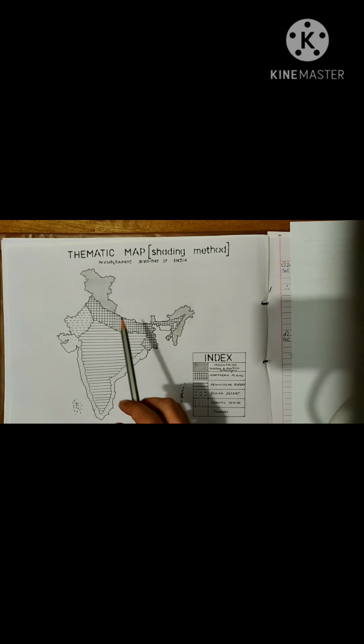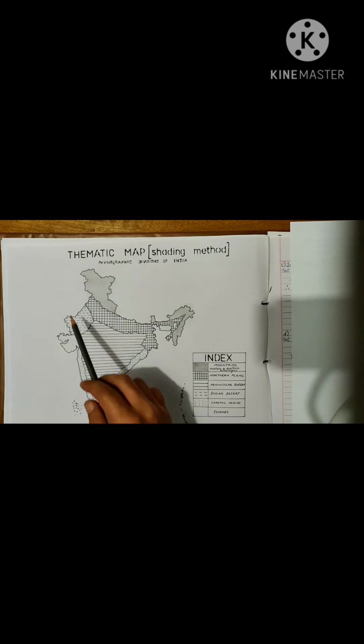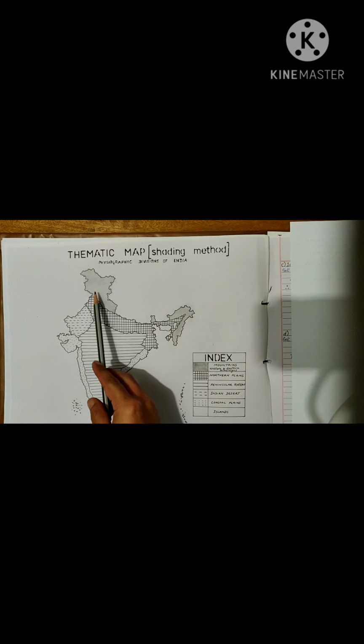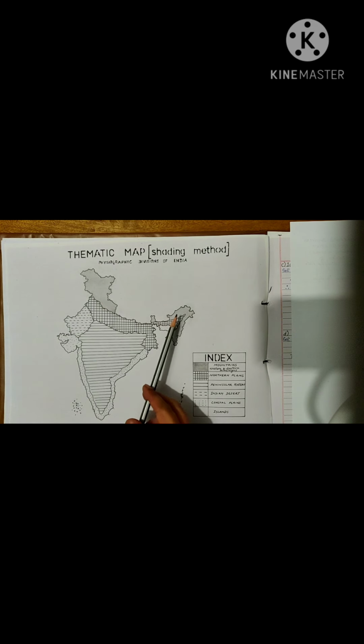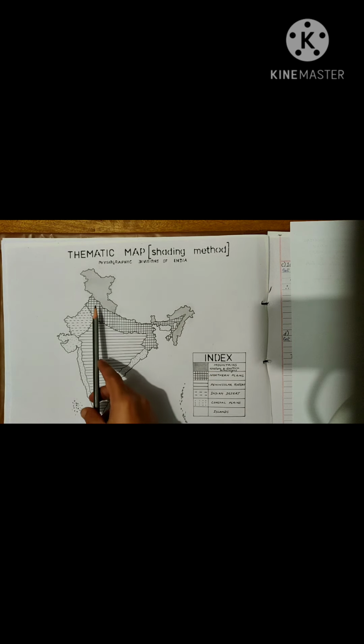This is how your thematic map will look after completion. The dark shading part will represent the Himalayas, that is the western and eastern Himalayas. This part will represent the northern plains. This part will represent the peninsular plateau. This part will represent the Indian Thar desert or the Indian desert, and these areas will represent the coastal plains.